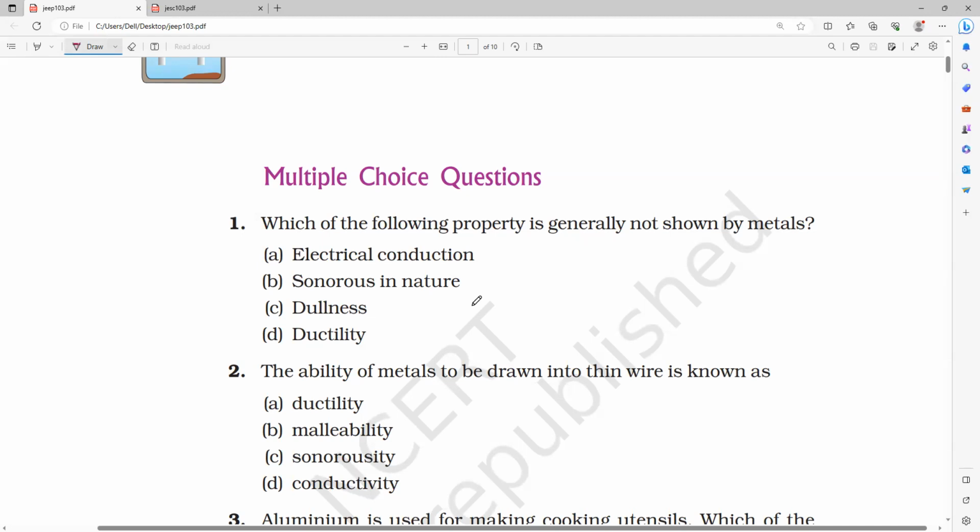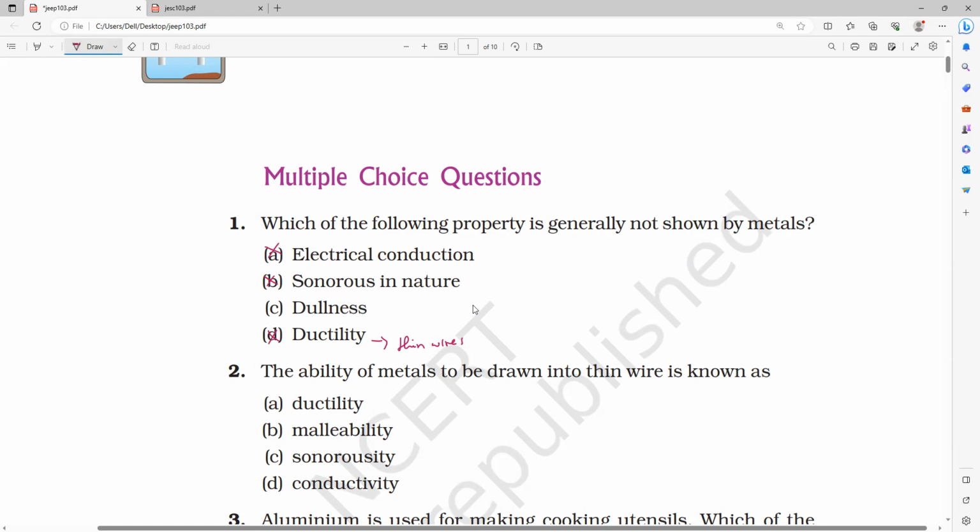Anybody here? Which of the following physical properties is not shown by metals? Metals are very good conductors. Metals are sonorous in nature. Metals are ductile. So ductility means what? Stretching into thin wires. So they are good conductors, they are sonorous in nature, and they are highly ductile as well as malleable.